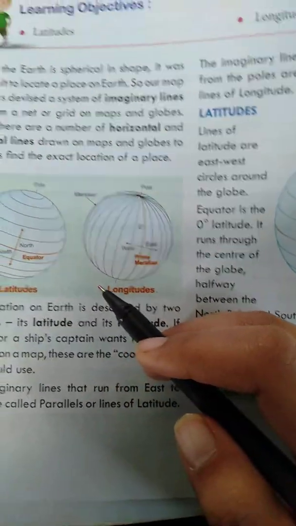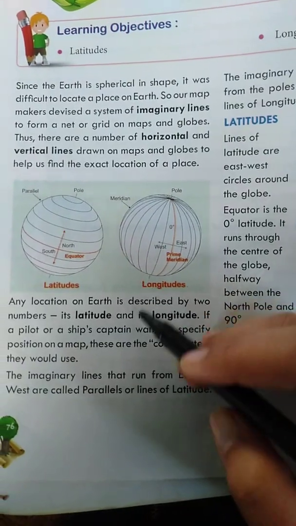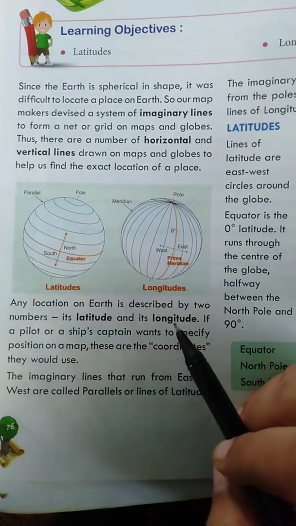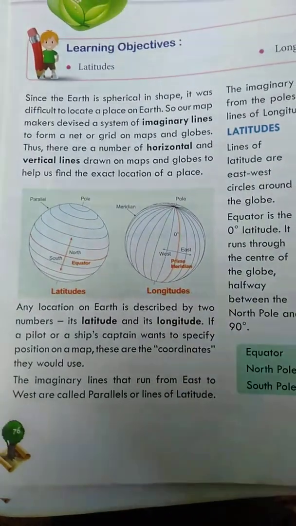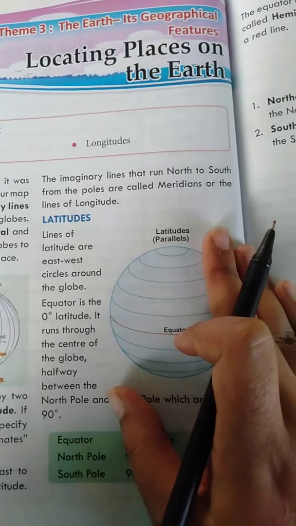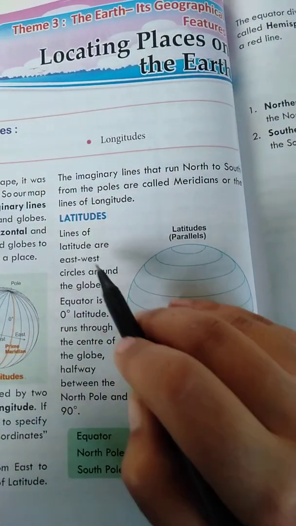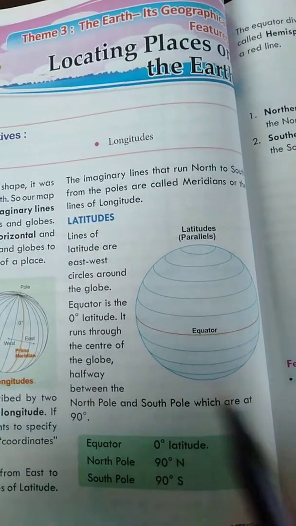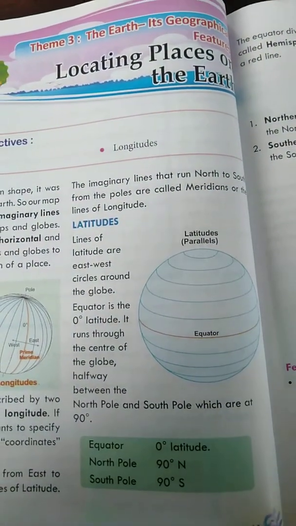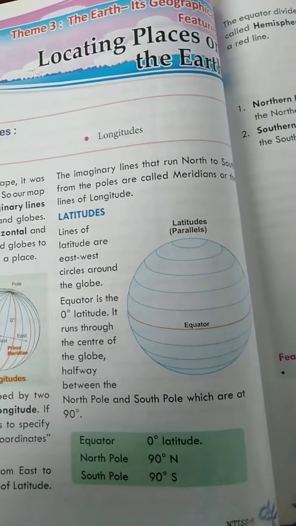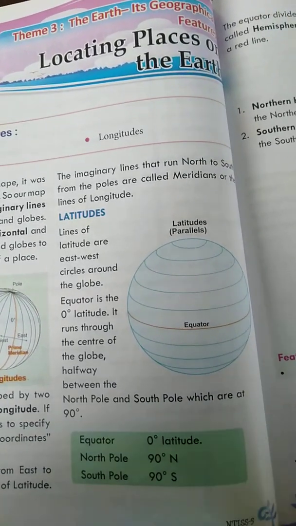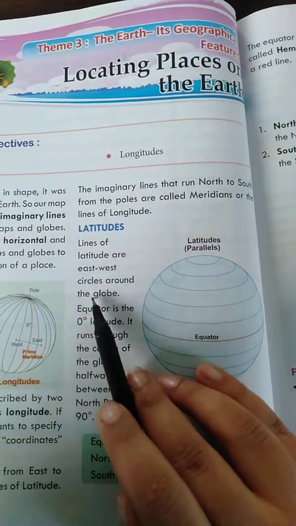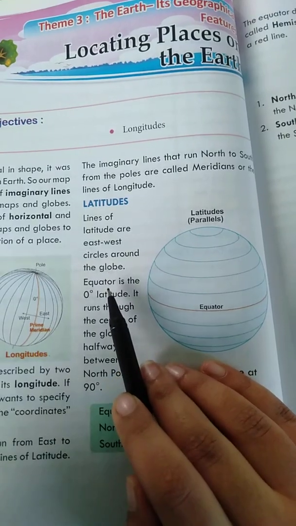Now this net helps us to locate places easily on the earth by describing two numbers, the latitude and the longitude of a place. Now we will study about the latitudes. The lines of latitudes are east-west circles around the globe. Since globe is a spherical model, they cannot be straight lines, okay? East to west running lines form a complete circle, okay? So these lines of latitudes are circles around the globe.